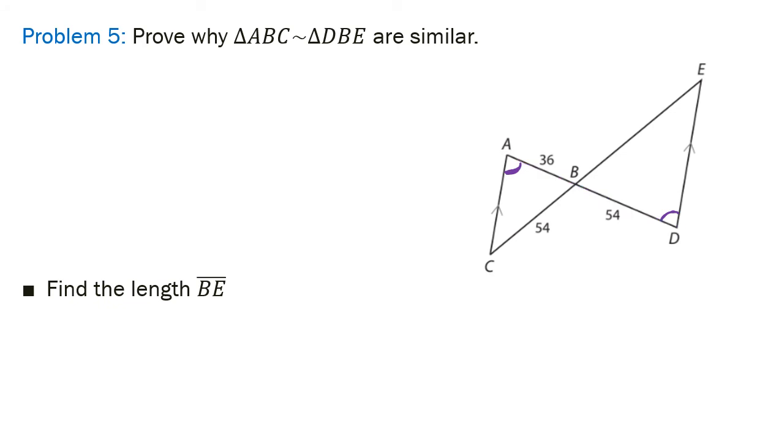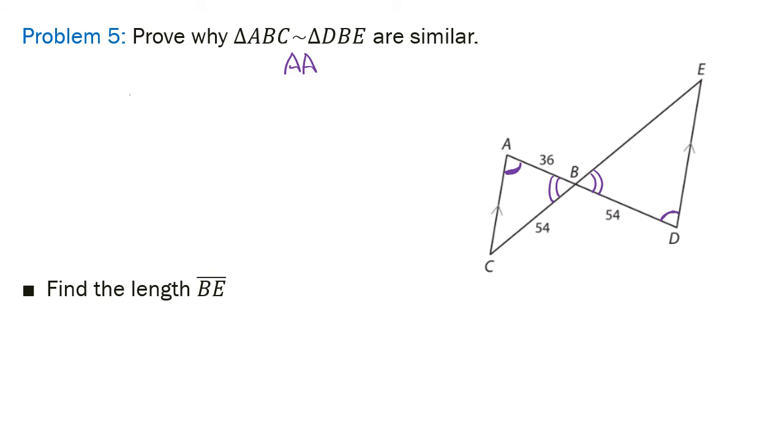Also, by looking at this, we can see that since we have 2 lines crossing each other like this, we're creating vertical angles, which means this angle right here and this angle right here are also congruent. So we can prove these 2 are similar by the theorem AA.